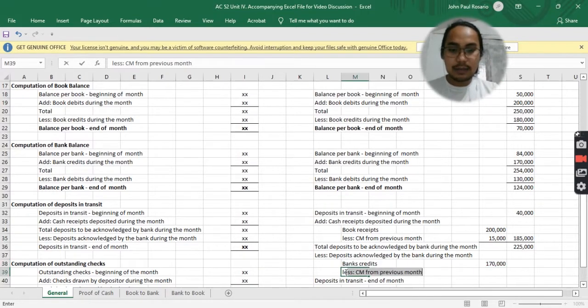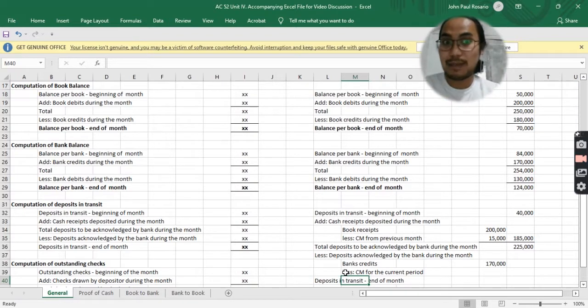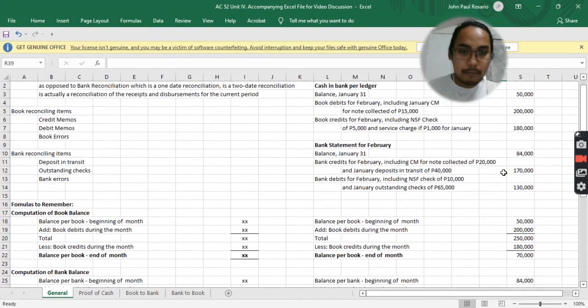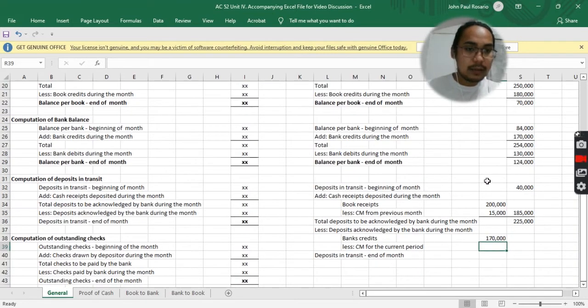And then you deduct here your credit memo for the current period. Why is that? Because again, these credit memos do not involve anything that you received or that you deposited to the bank. These were directly credited to your account without your intervention. So with that, how much was the credit memo that was included? 20,000. Okay. So 20,000.